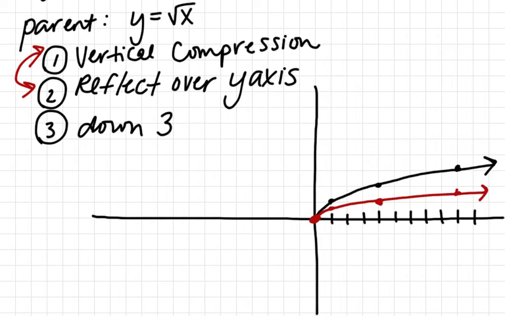Next, we reflect over the y-axis. So again, (0, 0) does not change, but my point, I'm looking at my red graph now, my point is at positive 1 and up 1/2, so therefore I'm going to (-1, up 1/2). That point just jumps across the y-axis.